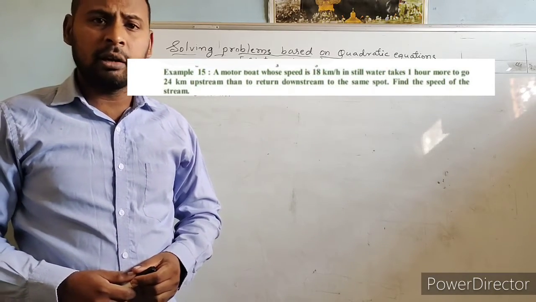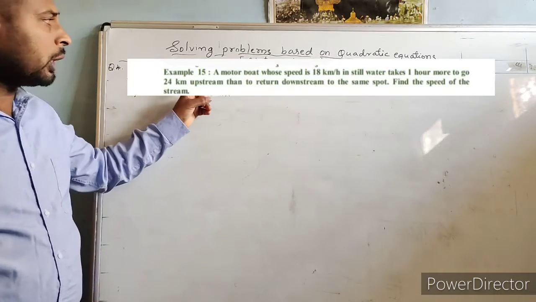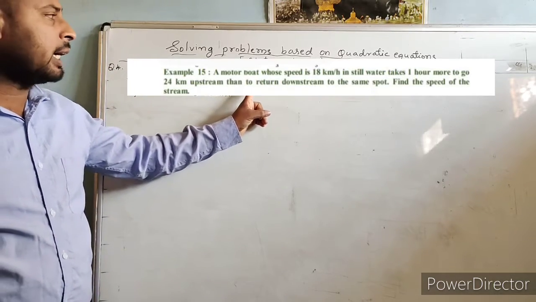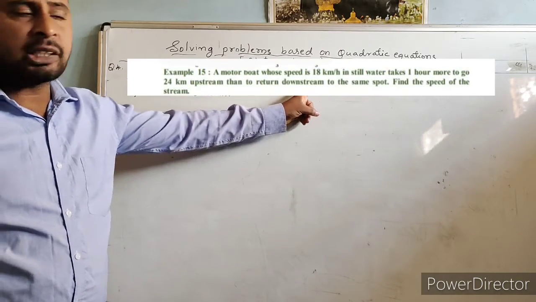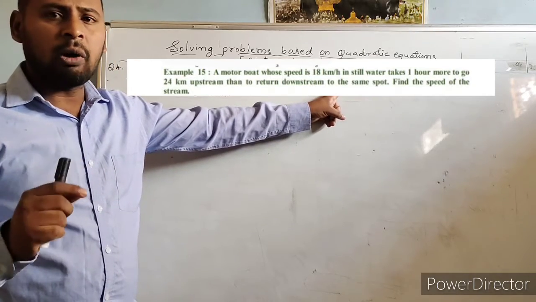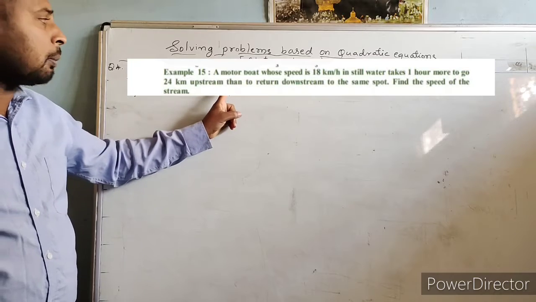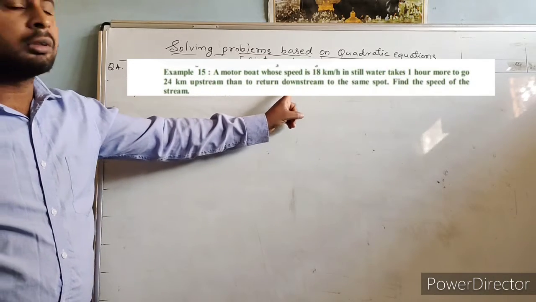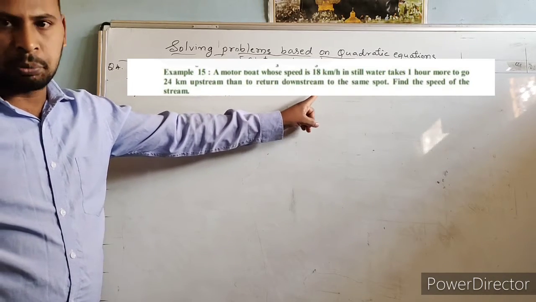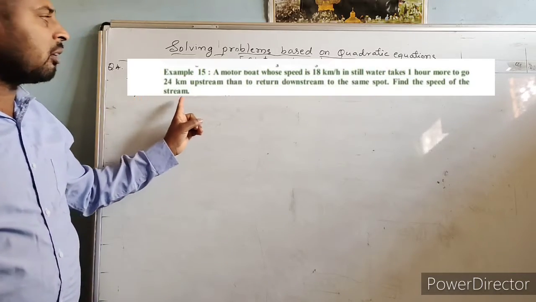Now here we have a next question. A motorboat whose speed is 18 km per hour in still water takes 1 hour more to go 24 km upstream than to return downstream to the same spot. Then find the speed of the stream.